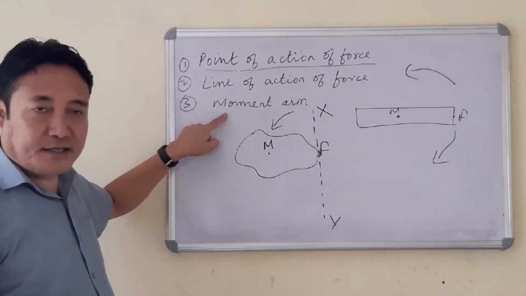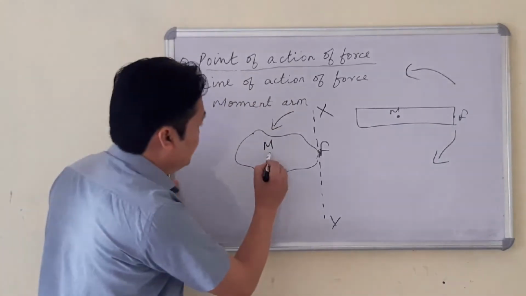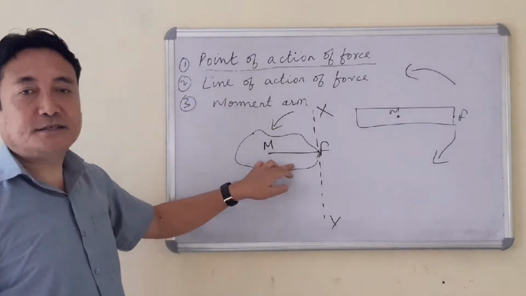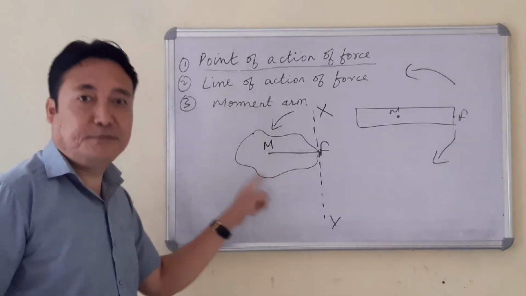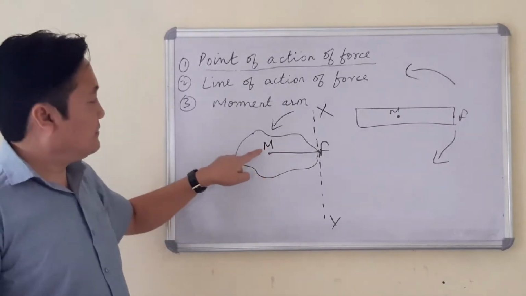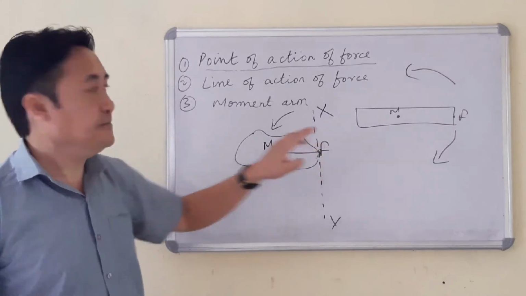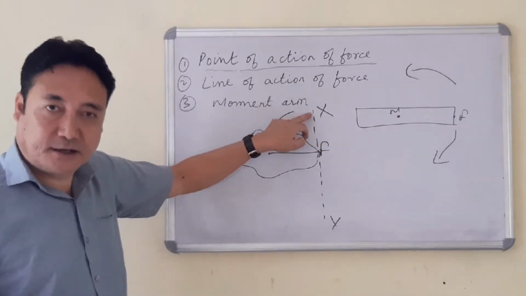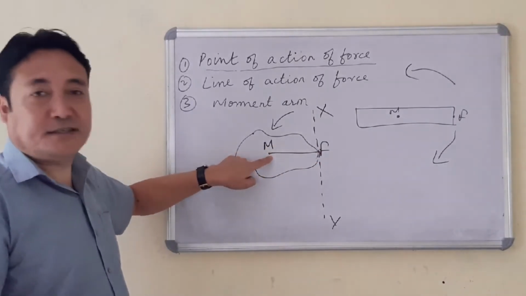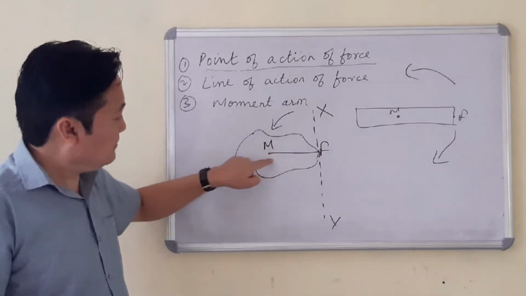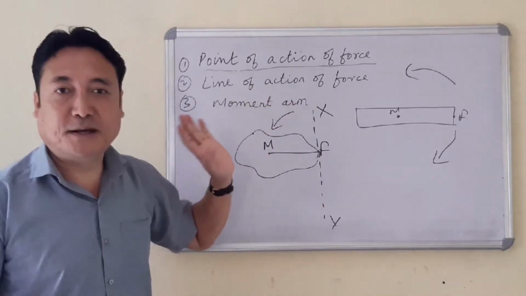And the third one is the moment arm. Moment arm is the perpendicular distance, this distance, from the axis of rotation. The axis of rotation means the point from which the body will rotate. The perpendicular distance from the axis of rotation to the line of action of force is known as the moment arm. So what is the moment arm? The perpendicular distance from the axis of rotation to the line of action of force is called the moment arm.